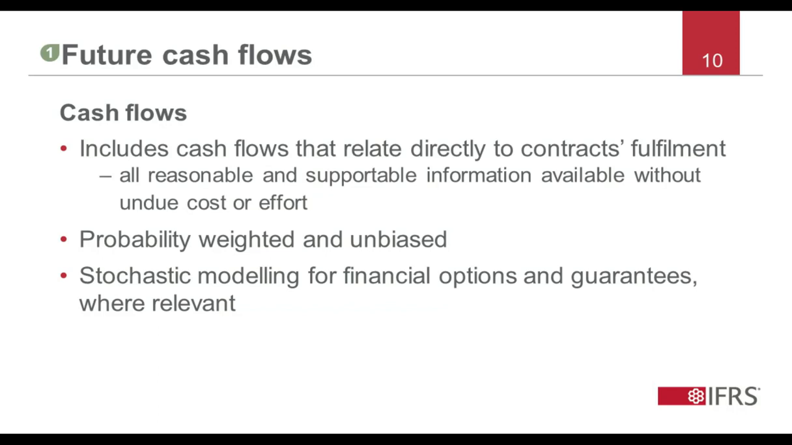In estimating the cash flows within the contract boundary, the first component includes all the cash inflows and outflows that arise directly from the fulfillment of the contract. The estimates must incorporate all reasonable and supportable information without undue cost or effort about the amount, timing, and uncertainty of possible outcomes. Let's explain what is meant by all reasonable and supportable information.